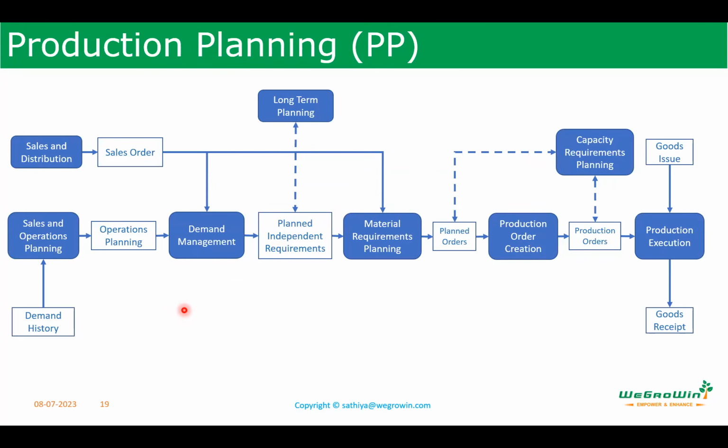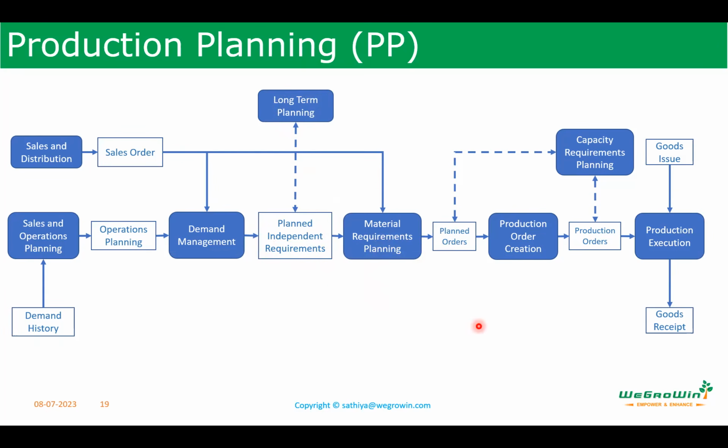Coming to production planning, it starts with demand management, for which the inputs come from sales orders, or from the demand that has entered into the system based on discussions in sales and operations planning meetings. Based on long-term planning also, the planned independent requirement is the demand, which is the basis for the system to plan and on which MRP is run. This gives the planned orders and also the purchase requisitions to purchase the materials.